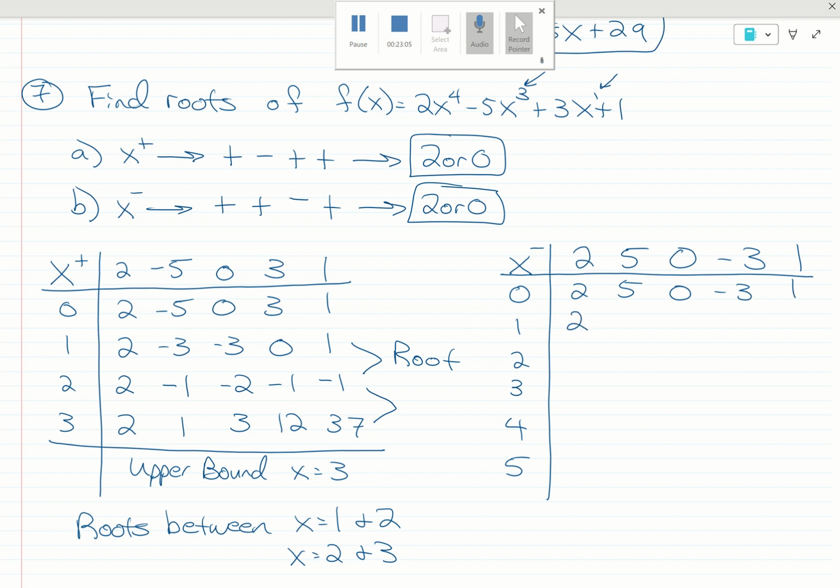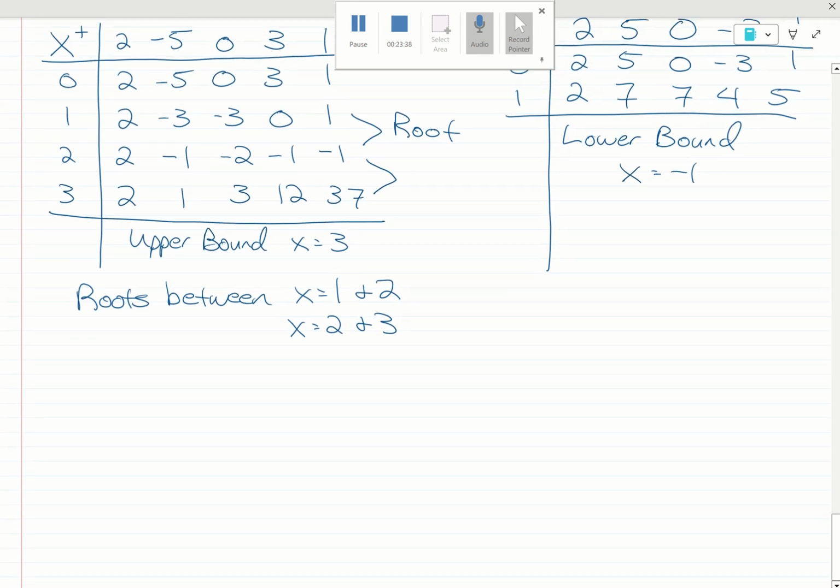Bring the 2 down. 2 times 1 is 2, and 5 is 7. This would be 7, and negative 3 is 4. 4 and 1 is 4, and 5. So it looks like we hit a lower bound here when x is negative 1. And there are no negative roots because we hit a lower bound without coming across any roots. And remember, the roots are where the last number or the remainder changes sign.